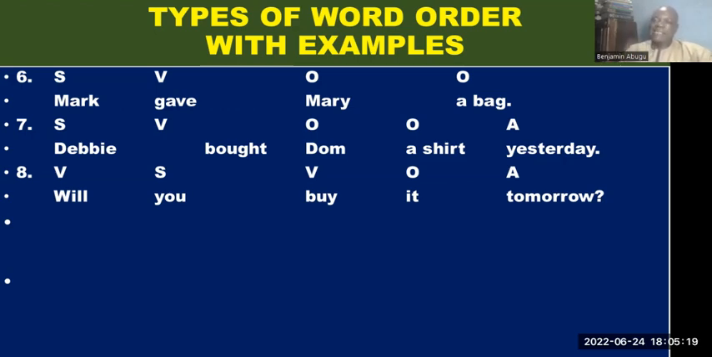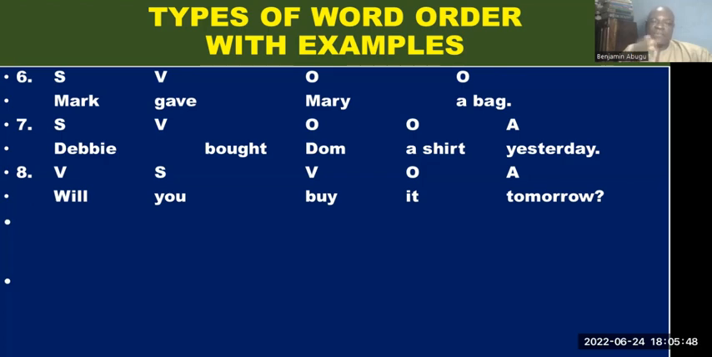So the bag is the direct object and Mary is the indirect object. Well, I hope that actually explains the meaning of the direct and indirect objects, because some people get confused as to why one should be direct and the other should be indirect. Now let's look at the word order type number 7.